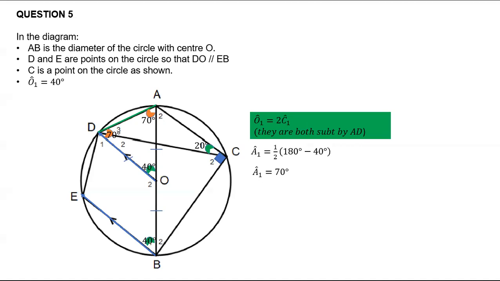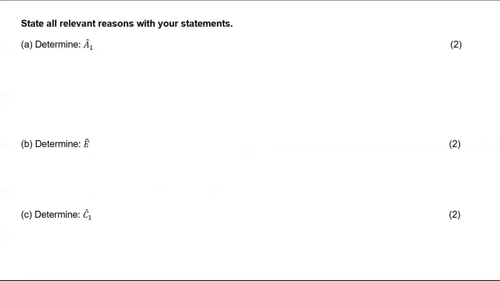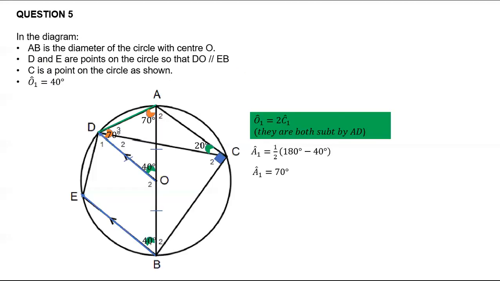Okay, let's go to the first question. The first question asked us to determine A1. All I did is that I focused on triangle OAC, right? In triangle OAC, what I know is that, was it OAC or OAD? I think it was OAD. Let me just confirm that. Correct, it was OAD, not OAC.